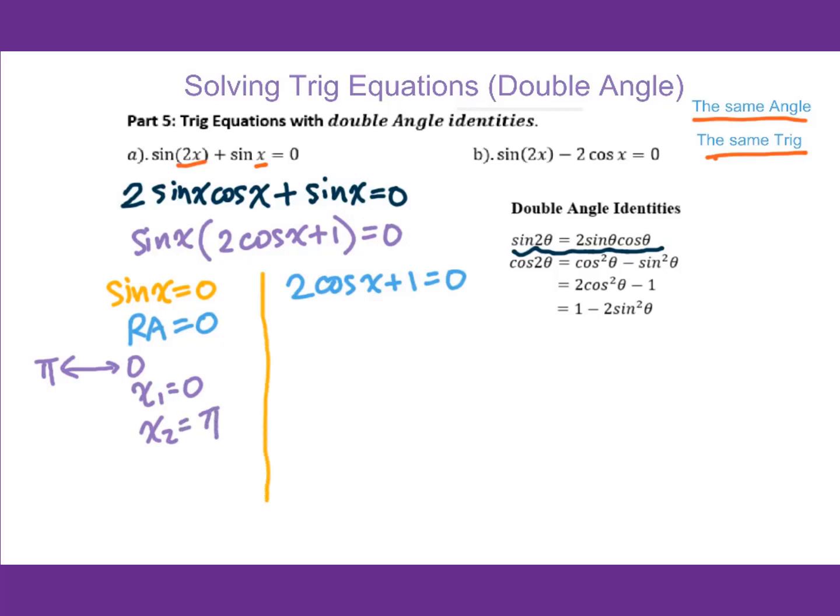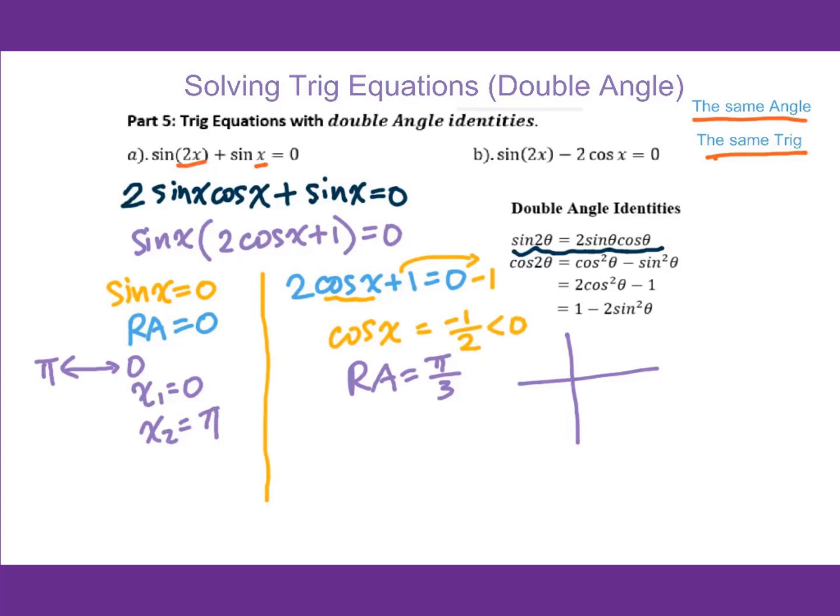For this equation, we have to isolate the cosine x first. So you minus 1, divided by 2. Therefore, cosine x equals negative 1 over 2. The reference angle is pi over 3. So we go to this diagram. We know cosine is less than 0, that means go to the second and then the third quadrant. Reference angle is pi over 3. Therefore, we get 2 pi over 3 and 4 pi over 3.